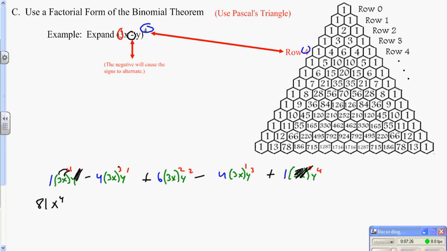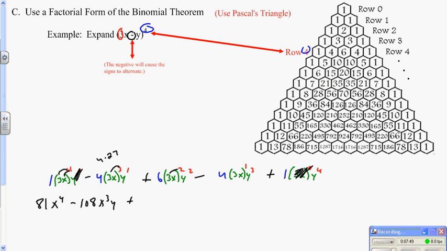Then I have to take 3 to the third power. That will give us 27. Then I have to take it times 4. That should give us 108. x to the third power, y. Now again, 3 to the third power is 27. Then I have to take it times 4. That's how I get the 108.